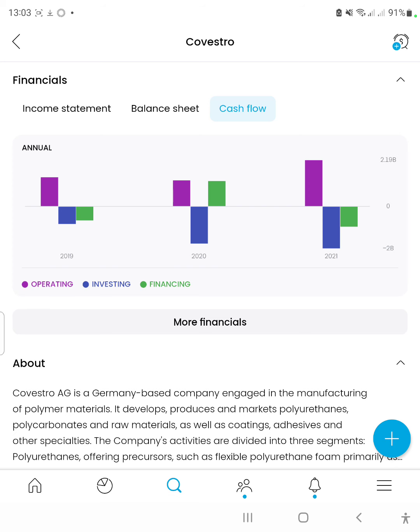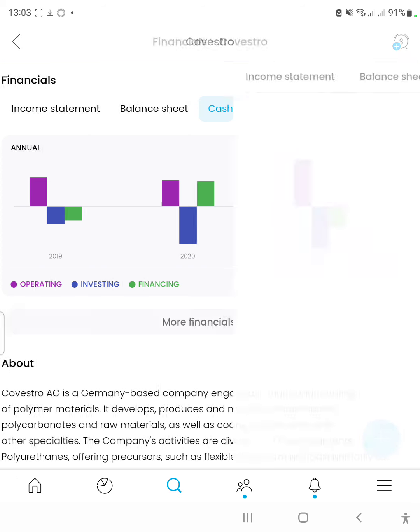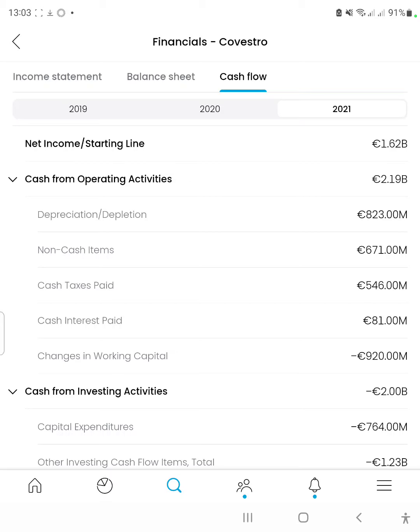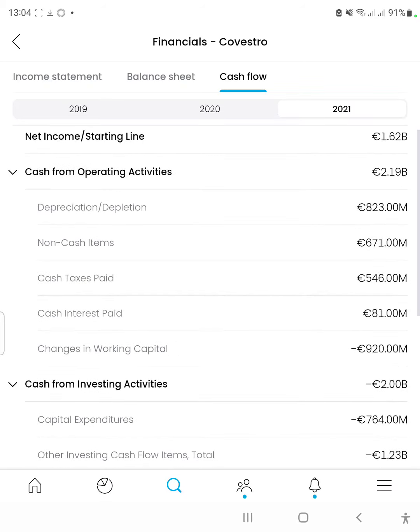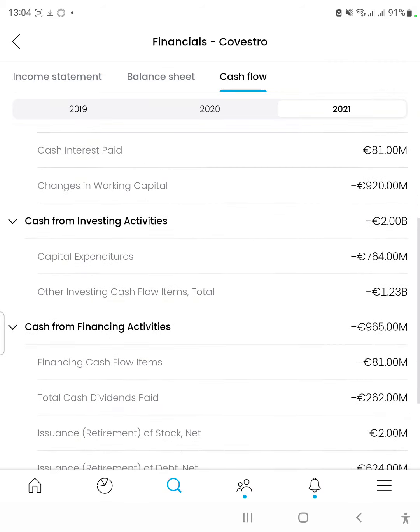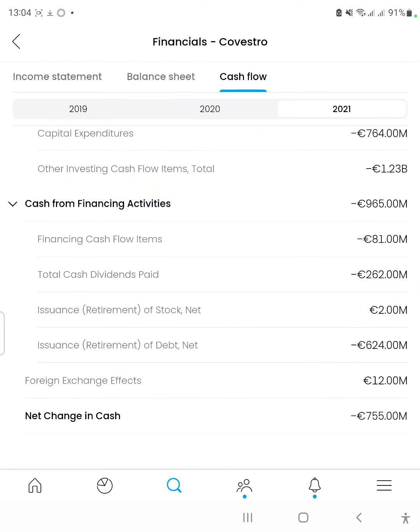So let's check the cash flow statement to see how they manage their debt, as well as how they manage their cash. The net income is the starting line, 1.62 billion euros, which is really good actually. The cash flow statement is divided into three parts: the first is the cash from operating activities, the next is the cash from investing activities, and the last is the cash from financing activities. Then at the end you get the net change in cash, which we can see here, which is 755 million.